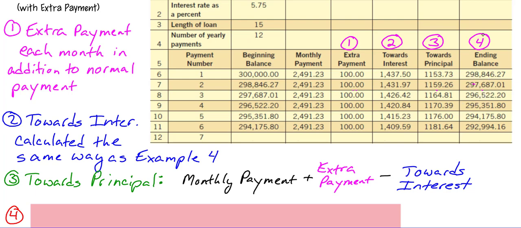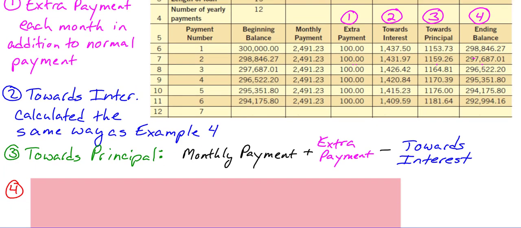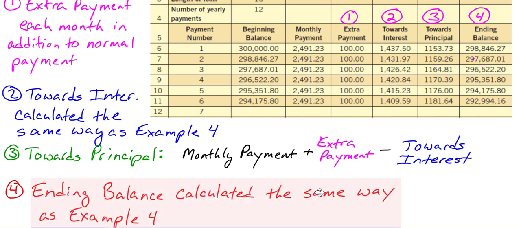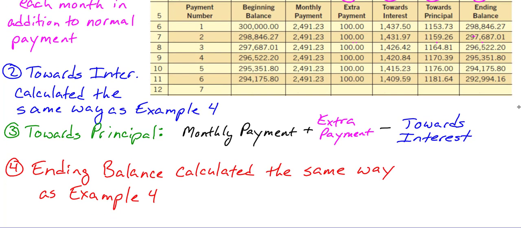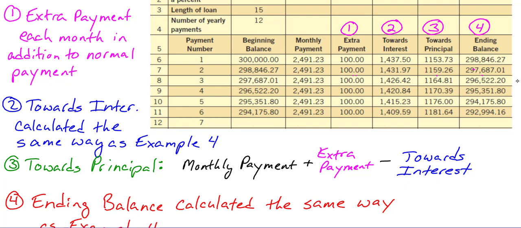All right, the ending balance is still figured out the same way. You still take the beginning balance minus towards principal to get the ending balance. Nothing different about that. So basically, the real change occurs when you're calculating the towards principal amount.